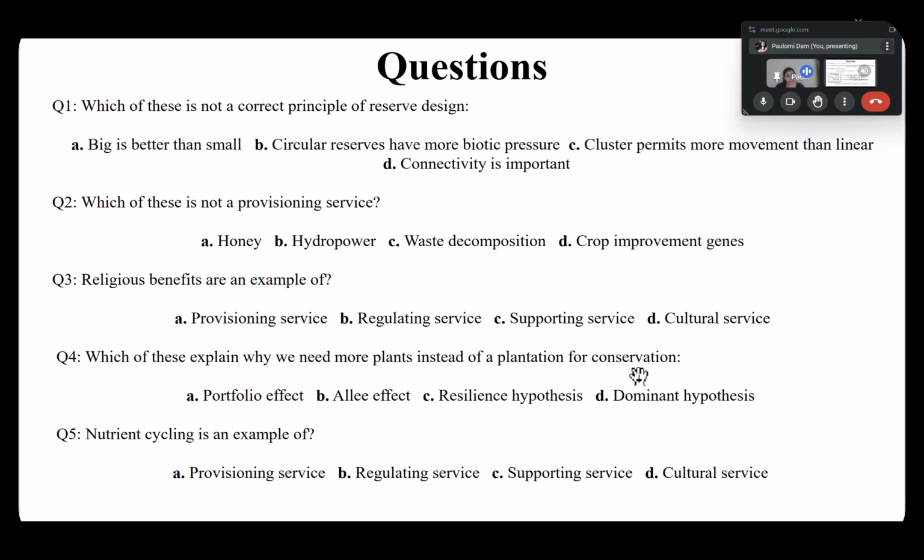Religious benefits are examples of which kind of service? Which of these explains why we need more plants instead of a plantation for conservation? Try to answer this and then I will come and explain to you what exactly we are trying to talk about here. And lastly, nutrient cycling is an example of which kind of service. So take your time, look into it, and then I'll come back and help you solve it.